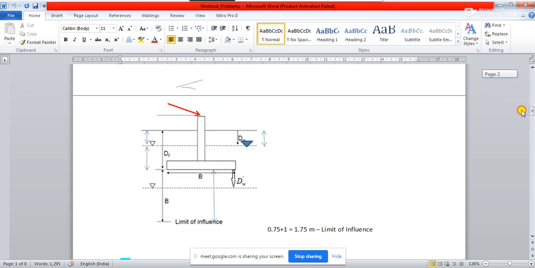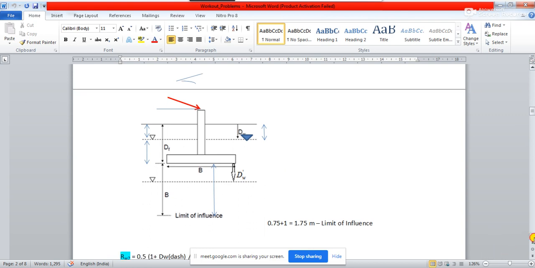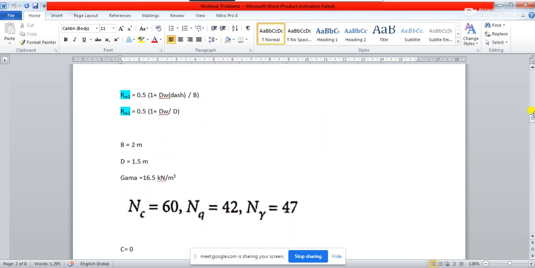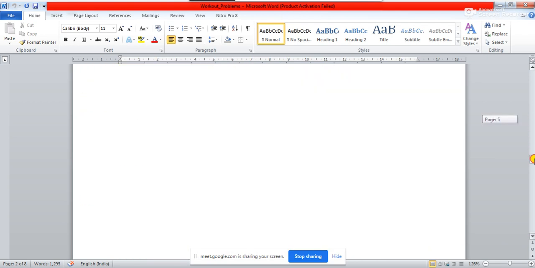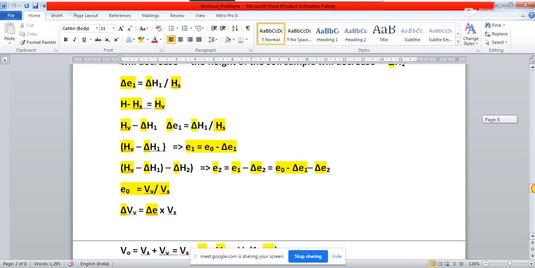Let me take this diagram. Maybe this diagram should help, or no, let me take fresh. Let us do it fresh, so that will be actually good.